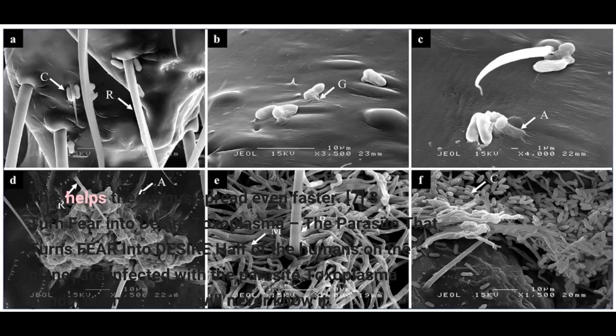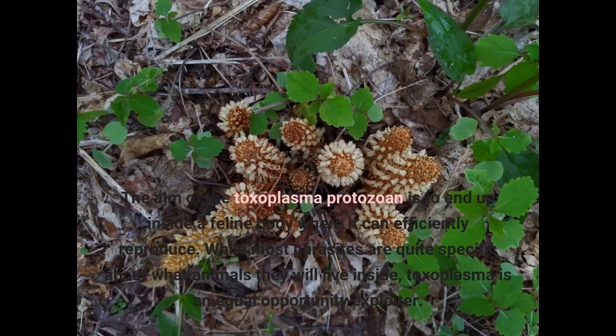7. Turn fear into desire. Toxoplasma, the parasite that turns fear into desire. Half of the humans on the planet are infected with the parasite Toxoplasma gondii, but most of us will never know it. The aim of the Toxoplasma protozoan is to end up inside a feline body where it can efficiently reproduce.